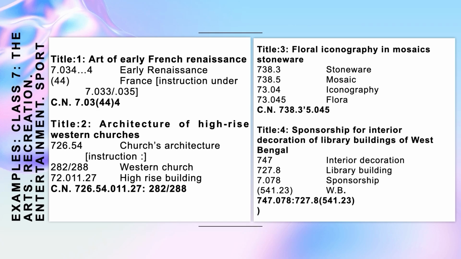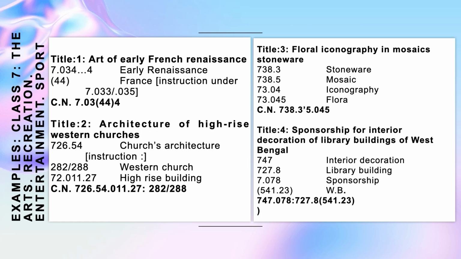So you see, stoneware is 738.3, mosaic is 738.5, iconography is 73.04, that is special auxiliary 04, and flora is 73.045, that is also special auxiliary of 73. So the class number will be 738.3 apostrophe 5, that is the superimposition of these two facets, then 0.045. Then title 4, sponsorship for interior decoration of library building of West Bengal.